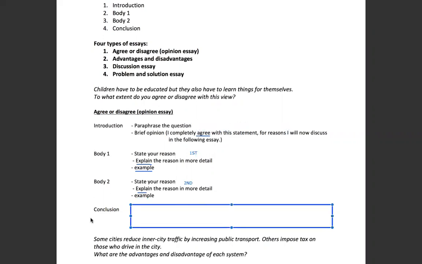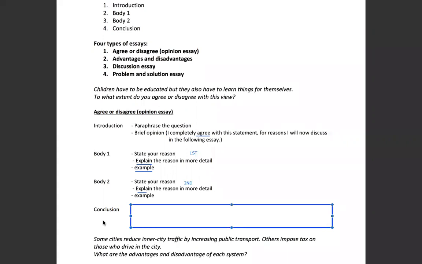All right, what should we include in our conclusion paragraph? So let me know in the chat box, what should we include in our conclusion? Take a guess if you're not sure. Okay, great. The first thing we should do is summarize body A and body B.